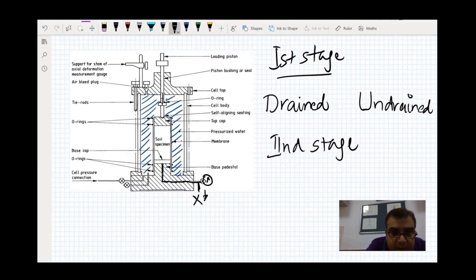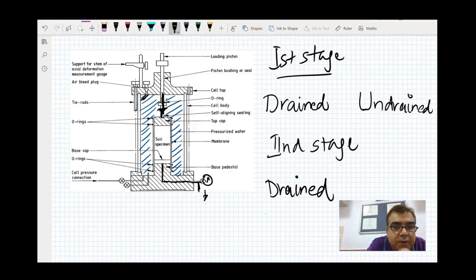the additional deviator load from the top, remember in the second stage, I have my cell pressure which is constant. I have not changed the cell pressure, but the only thing I have done is applied the additional deviator load. So under this deviator load, I can have the same thing. I can either allow the water to escape, so that cross is not there, so I have a drained condition, or I do not allow the water to escape, so I have an undrained condition.